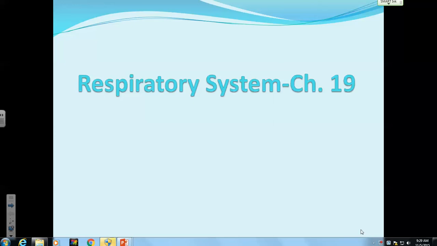Okay, the second part of this unit is not going to be chapter 17. We're not going to go in order. We're doing 16, the lymphatic system, and then 19, the respiratory system, because 17 is digestive and 18 is nutrition, and they go together. So anyway, we're going to look at the respiratory system today.